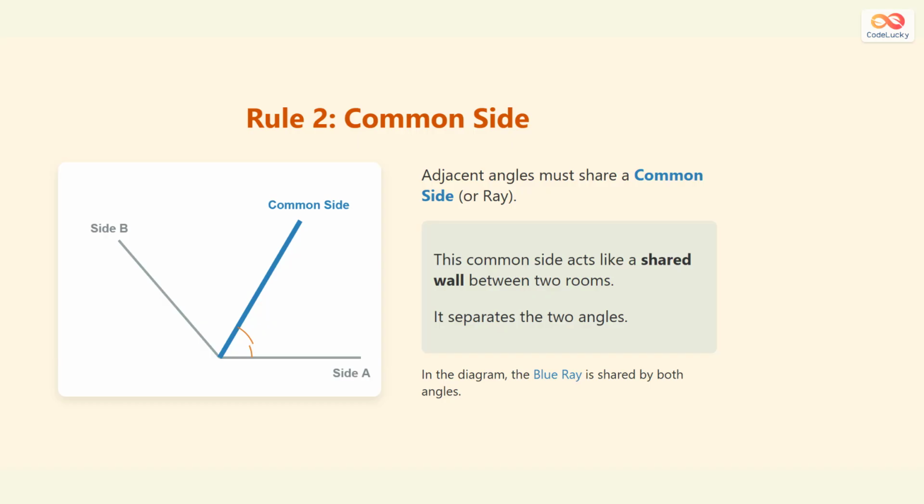Next, we have the common side. This is the ray or arm that is shared by both angles. In the image, the blue ray in the middle belongs to both the bottom angle and the top angle. It acts as the divider between them.